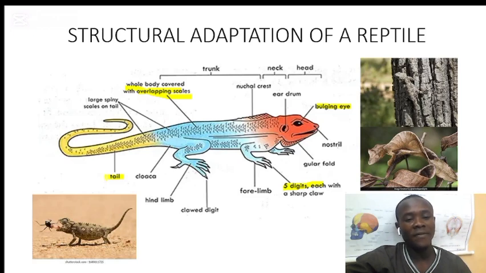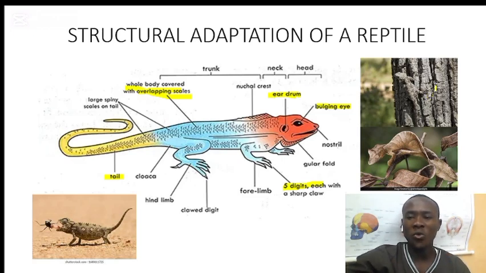Next, they have a tail which provides maintenance of balance. Next, they have an eardrum which they use to detect vibration of sound from air. Next, they undergo what we call camouflage. That means these organisms can blend their color with the color of the environment, which can make it very difficult for predators to identify them.